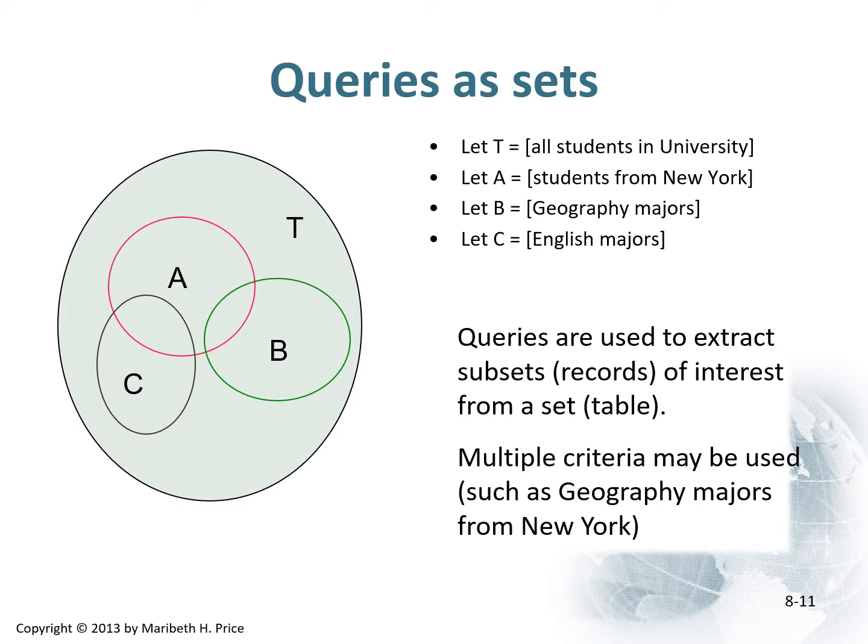Queries also act as sets. Here we have these different data sets, and one is all the students in a university, students from New York, geography majors and English majors, and queries can select subsets of data based on multiple criteria. The example they use here is geography majors from New York. New York being the red circle, geography majors being the B circle. The geography majors from New York are the areas that overlap between circles A and B.